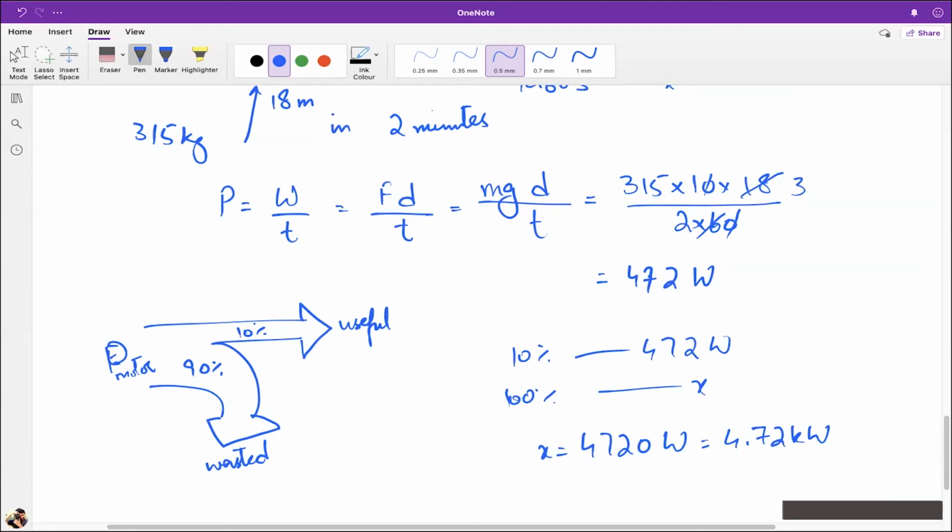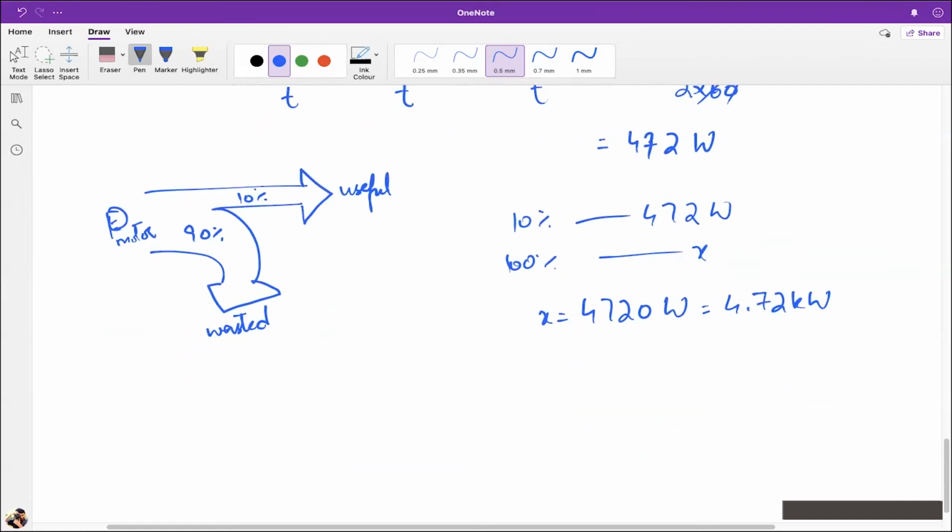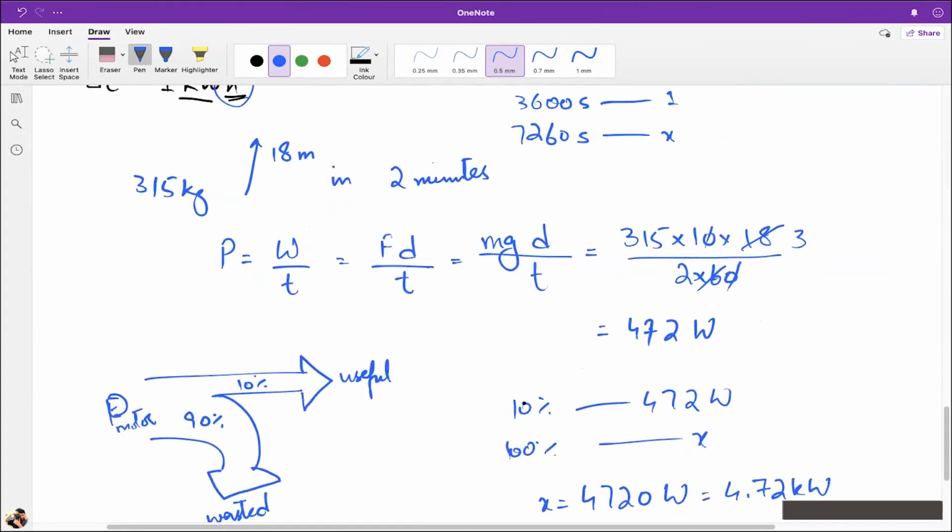Another way of saying that is 4248 joules, or watts, is wasted by the motor. So these diagrams usually help us identify how much energy is useful and how much is wasted. Now that wasting can be in any form that we don't want. So for example, in this case, we have a lift. We want the lift to take things up.